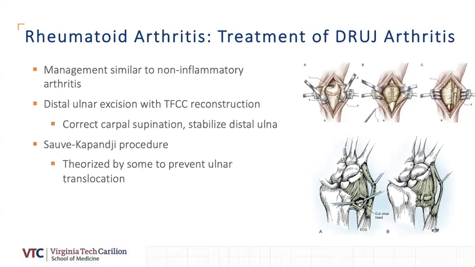So the treatment for DRUJ arthritis in rheumatoid patients is very similar to when you have DRUJ arthritis of other etiologies. You can do a distal ulna excision with TFCC reconstruction. And that's just very important to do in these patients because in rheumatoid arthritis, you get the carpal supination, and then you want to make sure you really stabilize the distal ulna. You can also do a Sauvé-Kapandji procedure. And again, you want to stabilize the ulna to the radius, and that prevents the ulnar translocation associated with rheumatoid arthritis.